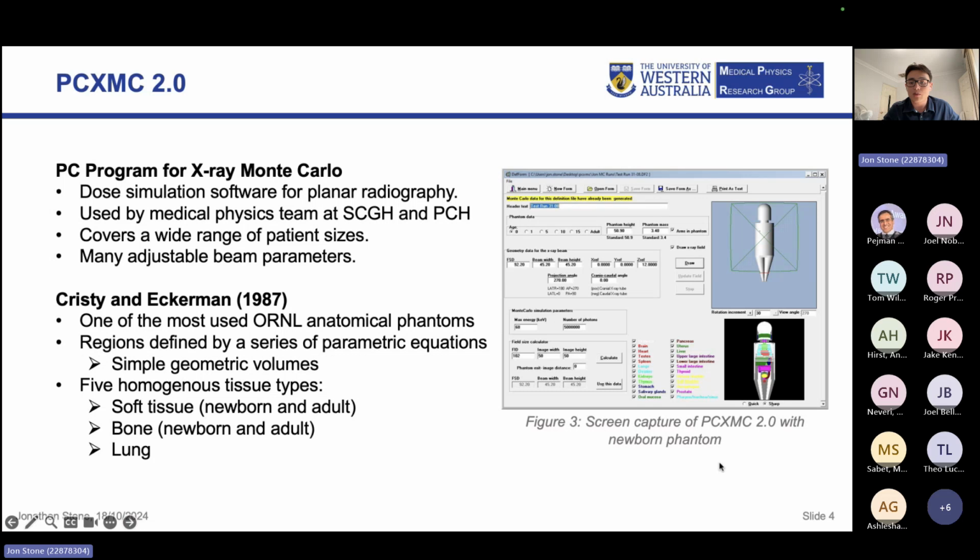So here's a quick screen capture of PCXMC 2.0. You can see the phantom here, and you can see the field size regenerate, as well as the X-ray energy and the mAs involved.